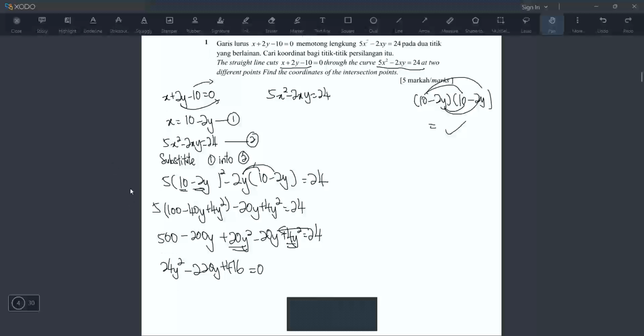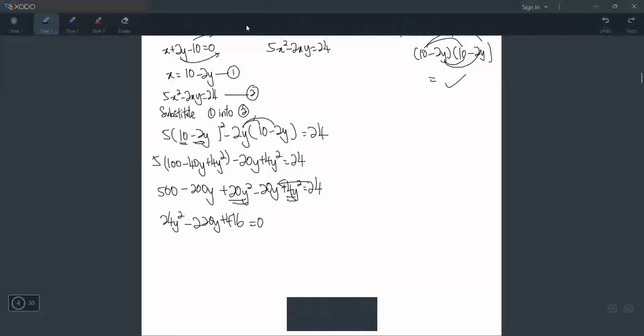So we all know this equation can be simplified. What do I mean by simplified? 24, 220, and 476, all these numbers can be divided by 2. But is that the highest number that you can divide? No. Actually, you can divide by 4.